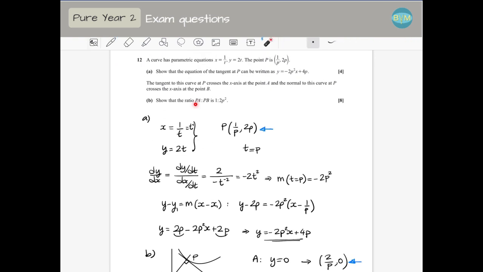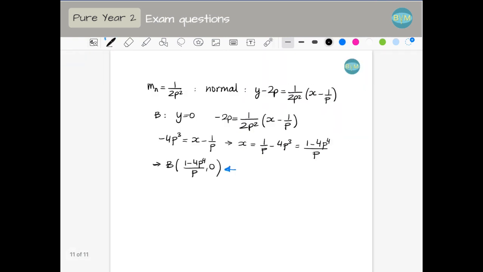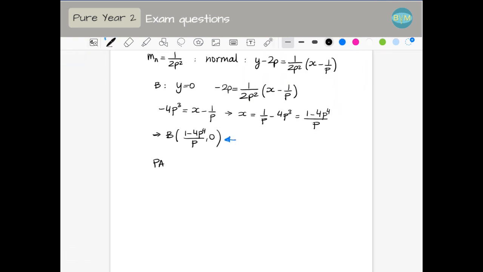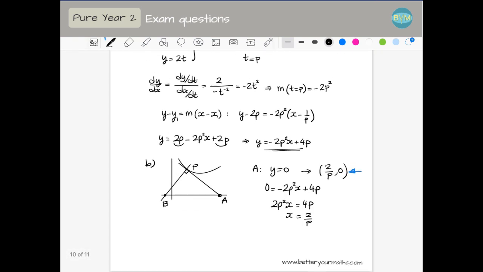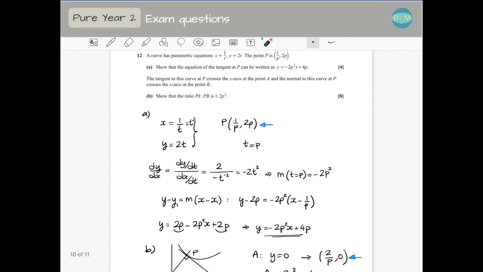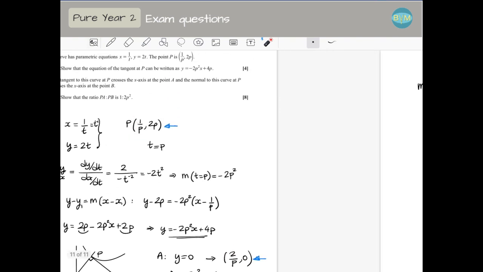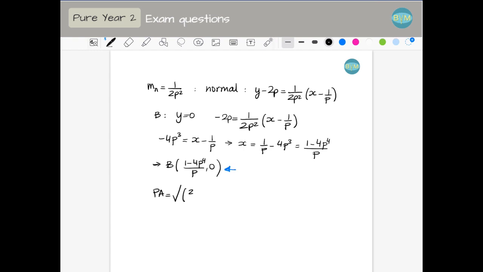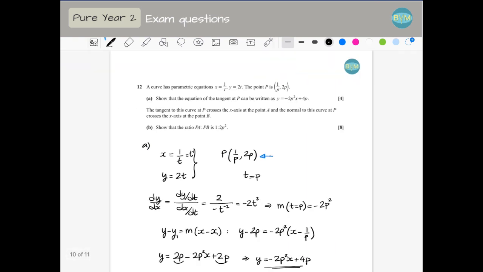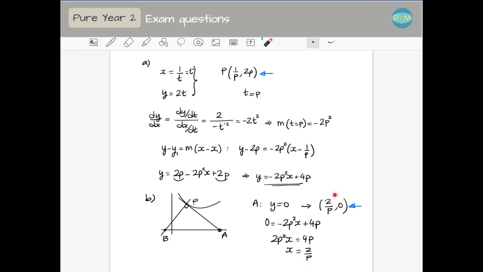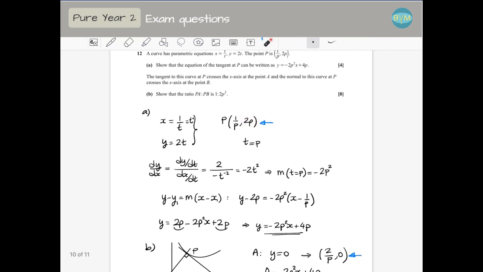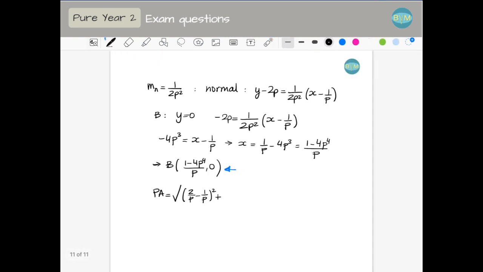So what I'm going to do is find the distance PA and PB, and I know how to find the distance between points when I have the coordinates. Yeah? So PA is going to be equal to the square root of the difference in x squared. So it's going to be 2 over p minus 1 over p, squared, plus the difference in y. The y of a is 0, the y of p is 2p, so plus 2p squared.